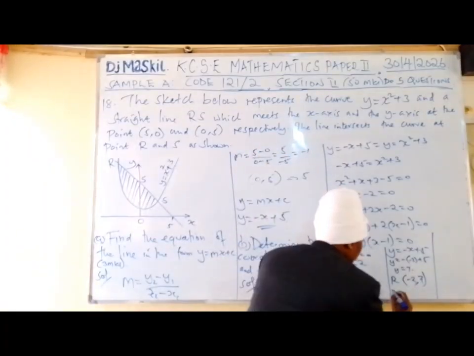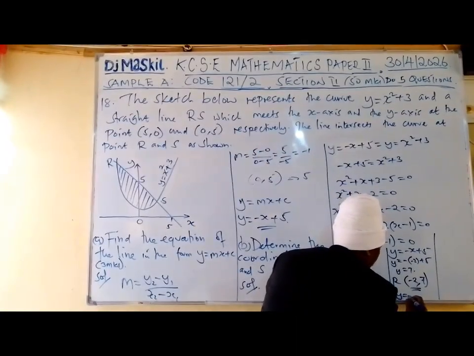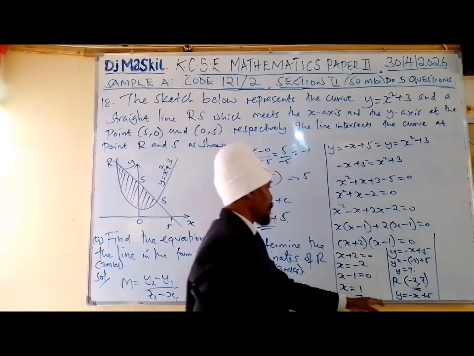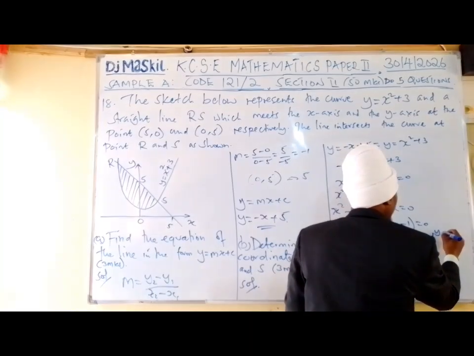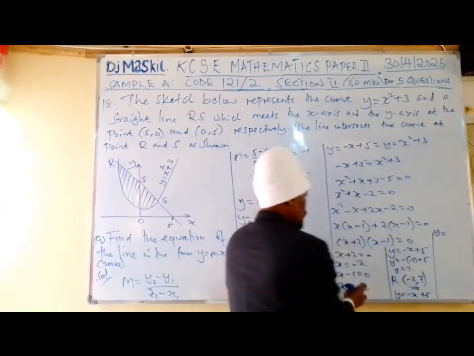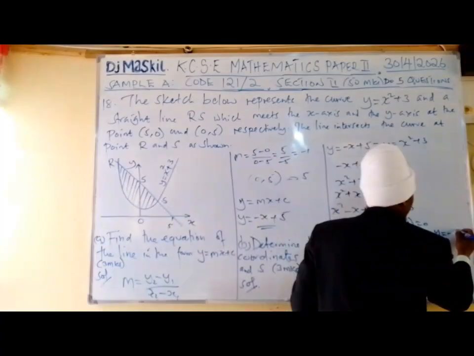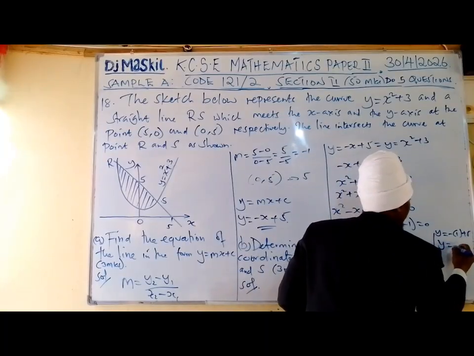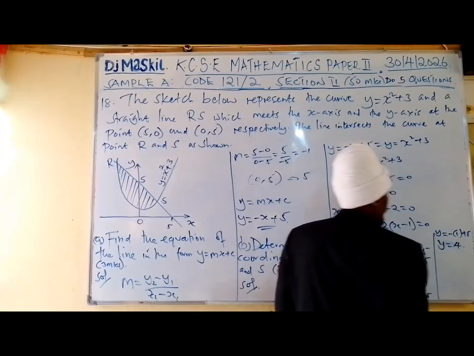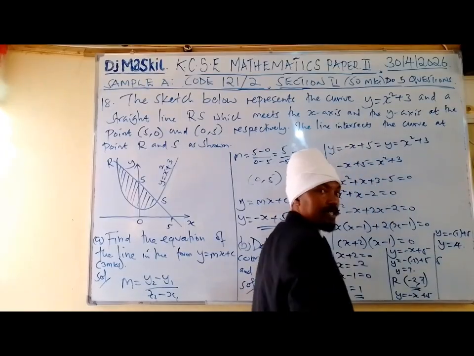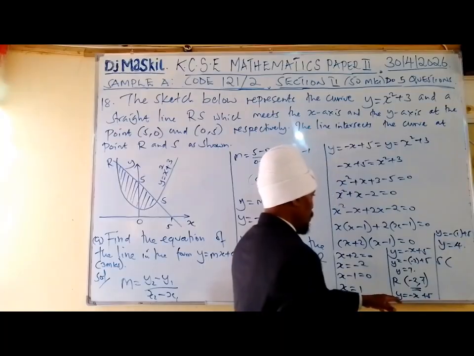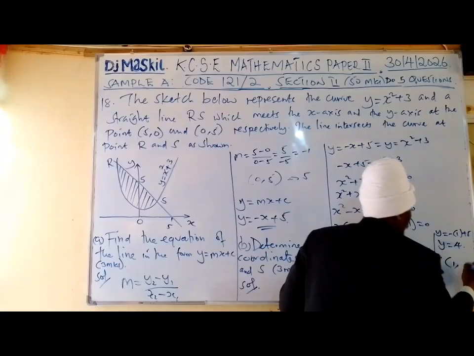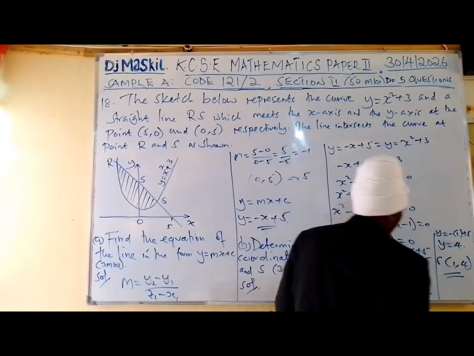Again, we take y is equal to negative x plus 5. Therefore, y is equal to negative 1 plus 5. So y is equal to 4. Now, the coordinates of S are therefore positive 1, 4. And we are through.